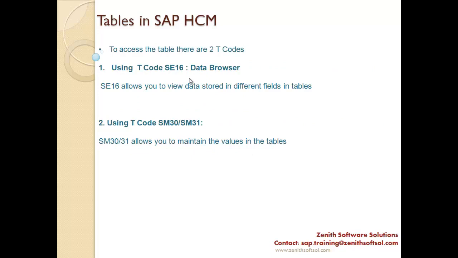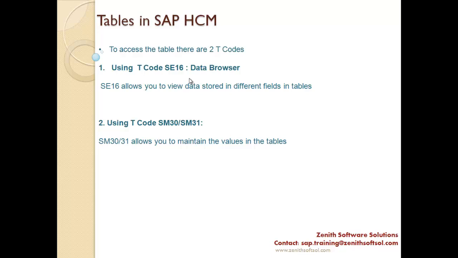Now, how to access the tables in SAP? SAP has provided two different T codes. One T code is SE16 and another T code is SM30 or SM31. What is the difference between these two T codes?